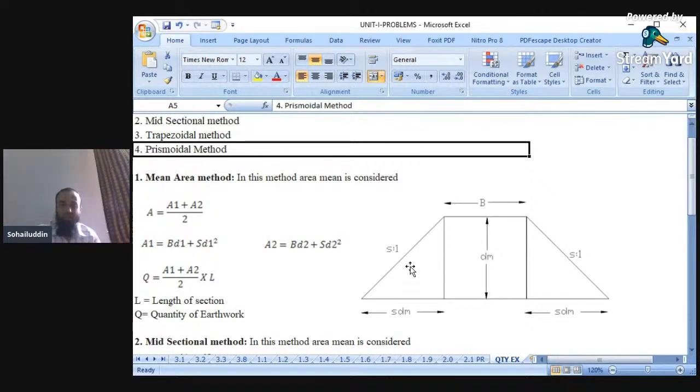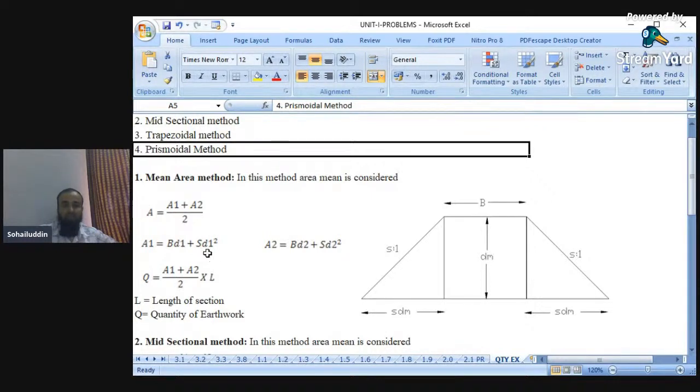So what is the area of the triangle? The area of the triangle is half into base into height. The base is S DM, the height is DM. So half into base into height, but there are two triangles, so 2 times half into base into height. So this 2 and half cancel.